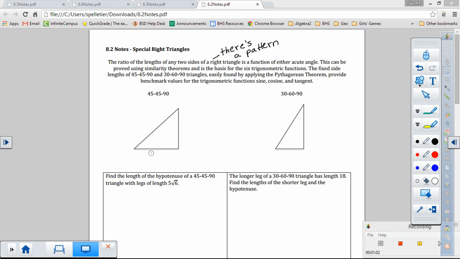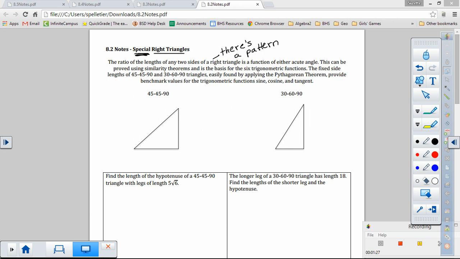The other thing you definitely want to make sure that you keep track of is the fact that these are special right triangles. This doesn't work for every single right triangle. These two particular triangles on your page are very special. So this can be proved, the fact that there's this pattern, using similarity theorems and is the basis for the 6 trigonometric functions. We're going to be learning those throughout the chapter and in another chapter.